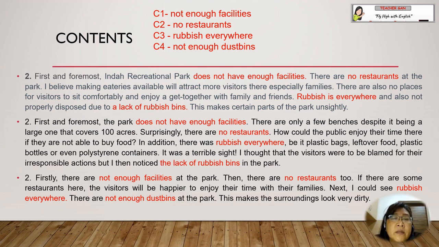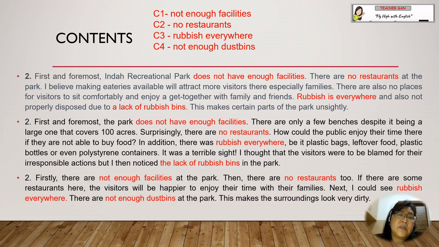First and foremost, Indah Recreational Park does not have enough facilities. There are no restaurants at the park. I believe making eateries available will attract more visitors there, especially families. There are also no places for visitors to sit comfortably and enjoy a get-together with family and friends. Rubbish is everywhere and also not properly disposed due to a lack of rubbish bins. This makes certain parts of the park unsightly.